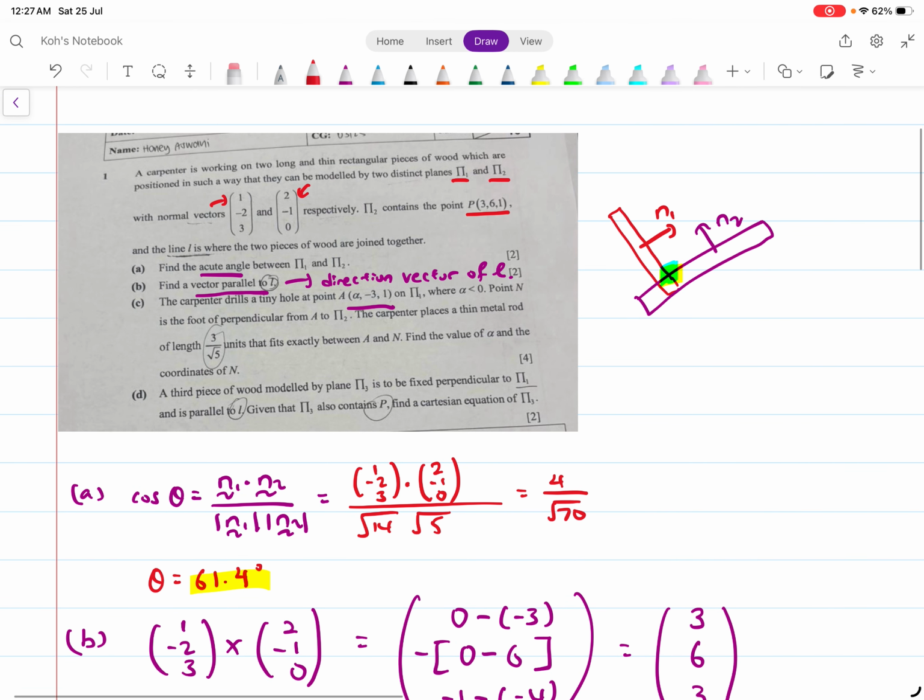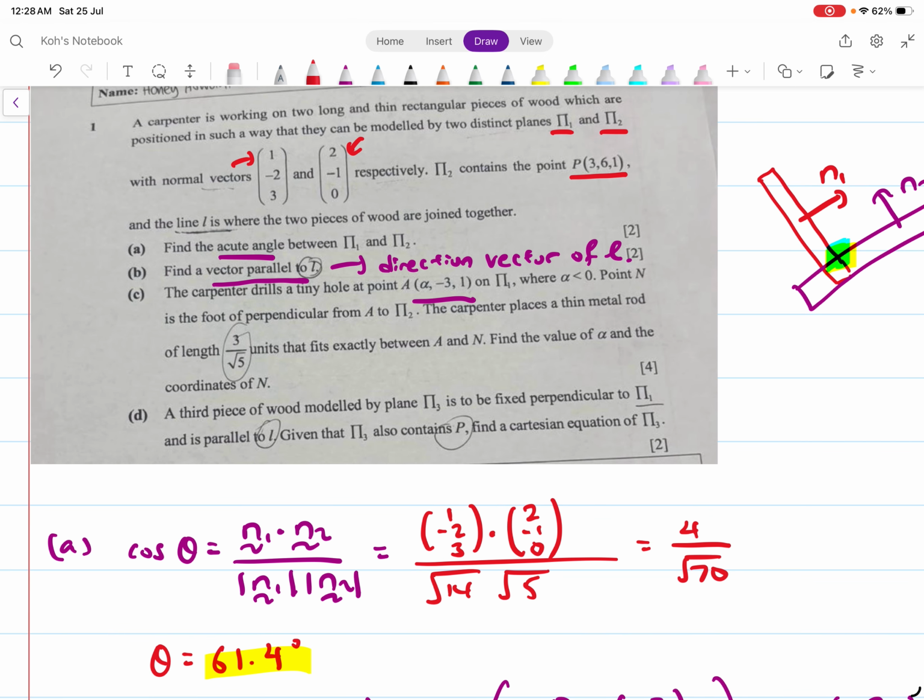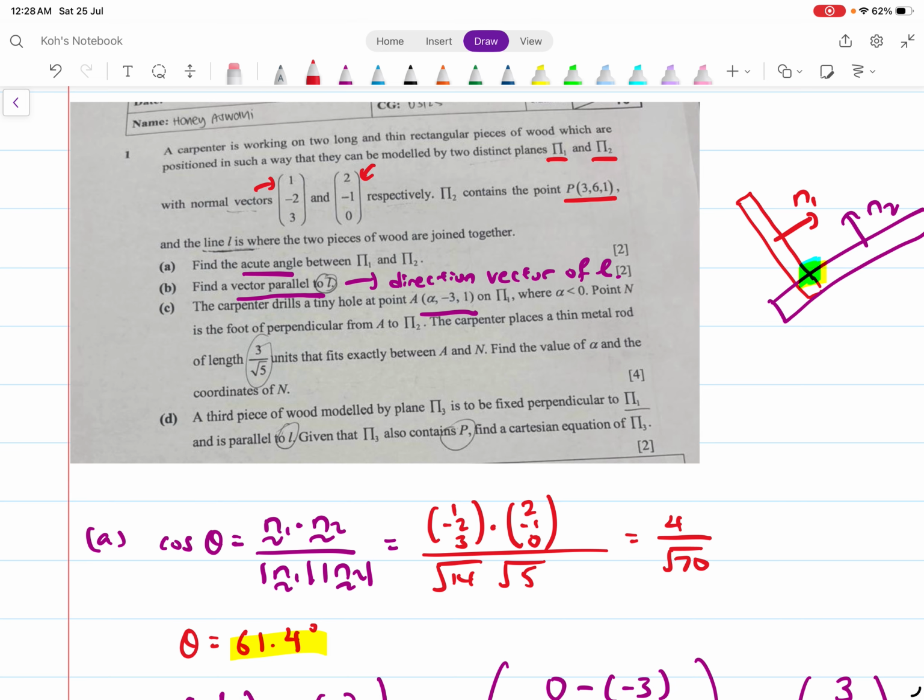Let's take a look at part C, a more challenging part of the question. The carpenter drew a tiny hole at this point A, (alpha, -3, 1), on plane 1, where alpha is of negative value. Point N is the foot of perpendicular from A to plane 2. Later I will need to do the scalar form of plane 2. The carpenter then placed a thin metal rod of length 3 over root 5 that fits exactly between A and N. Find the value of alpha, meaning one value, and the coordinates of the foot of perpendicular N.